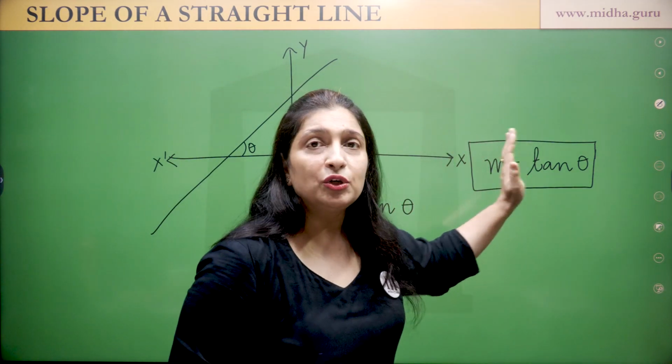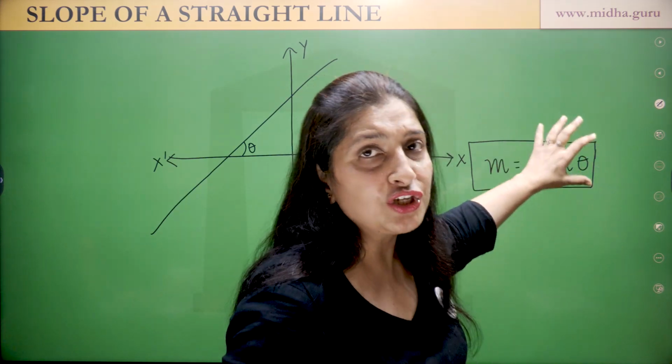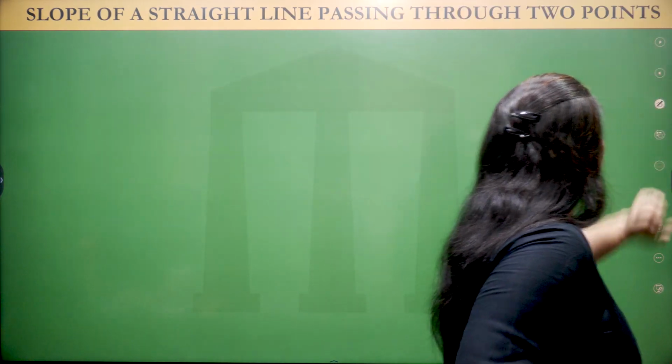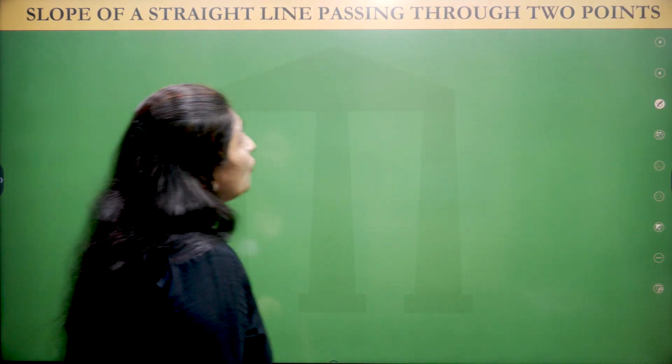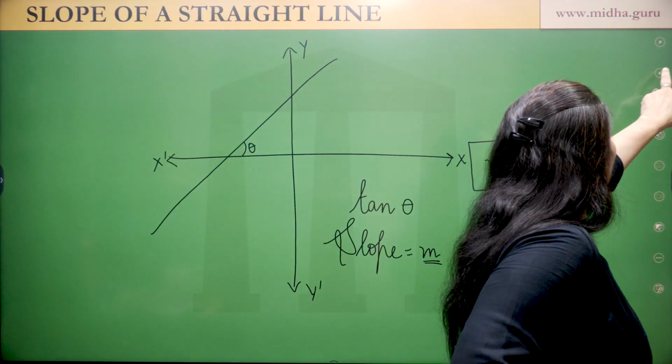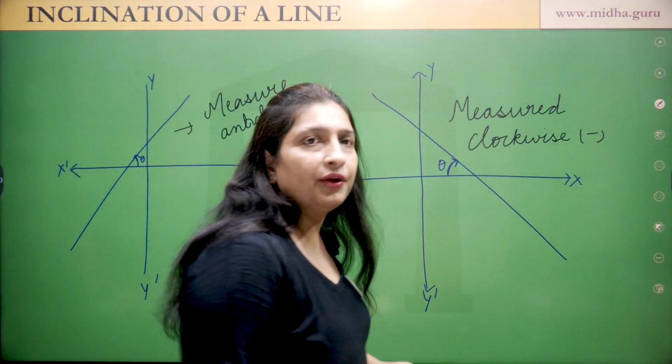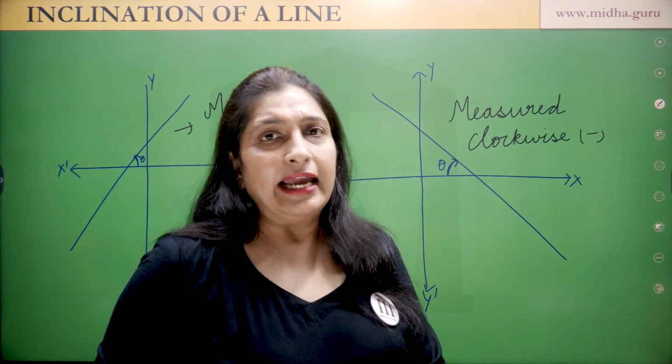And next, m is equal to tan theta. Slope is equal to the tangent of the angle, the tangent of the inclination. Next, we go on. The next topic is the slope of a straight line. Before going to the slope of a straight line, I'm coming back here to inclination.